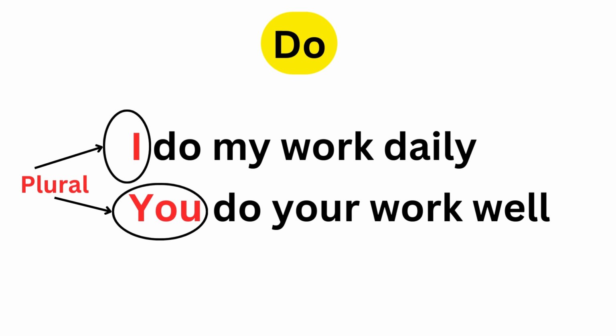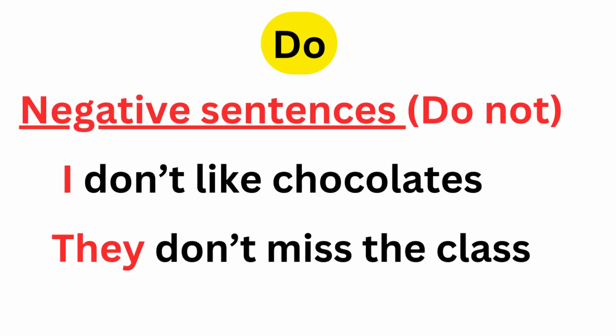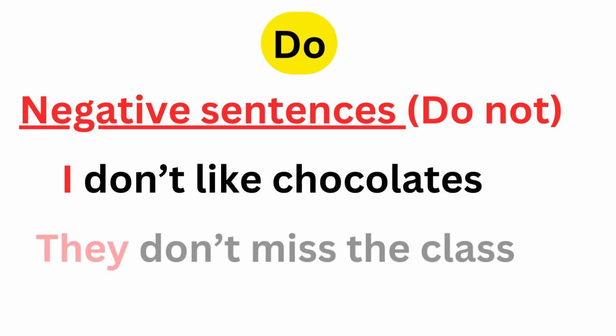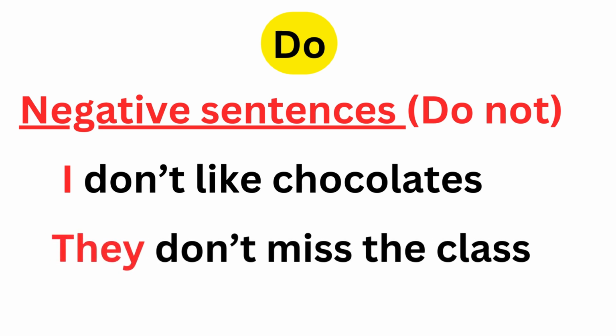Do can be used in negative sentences by adding not, that is, do not or don't. Example 1. I don't like chocolates. Here we use don't to express that I do not like chocolates. Example 2. They don't miss the class. Here we use don't to express that they do not miss the class.